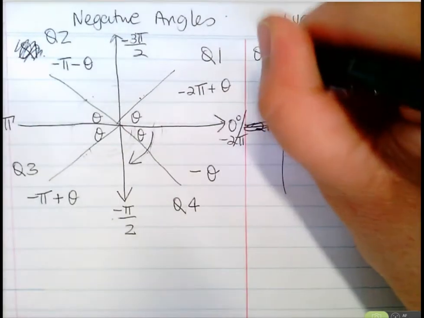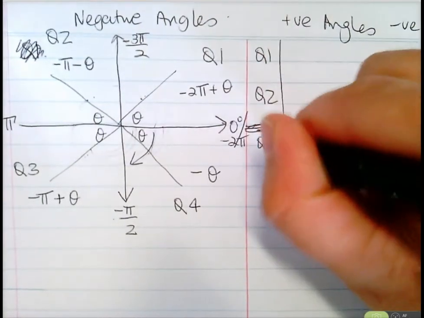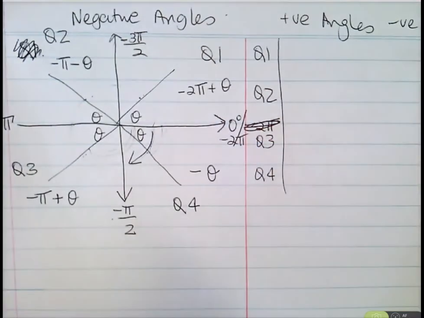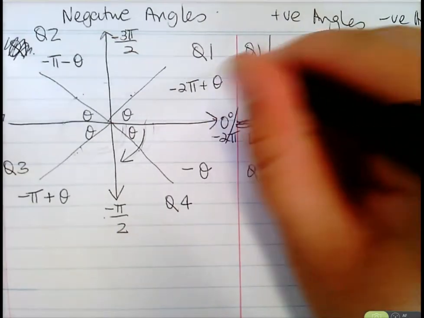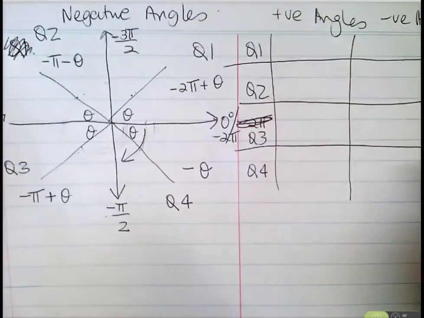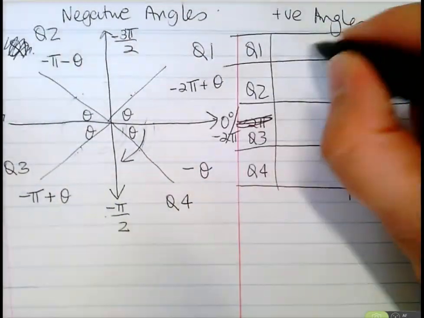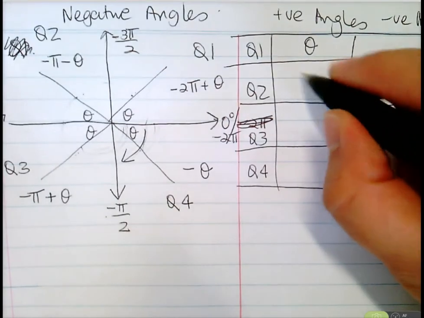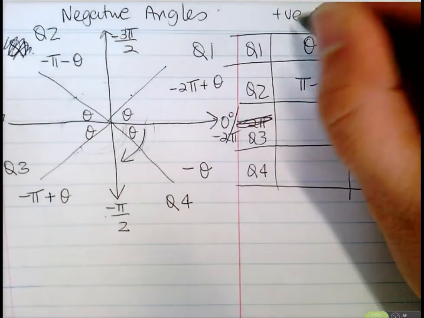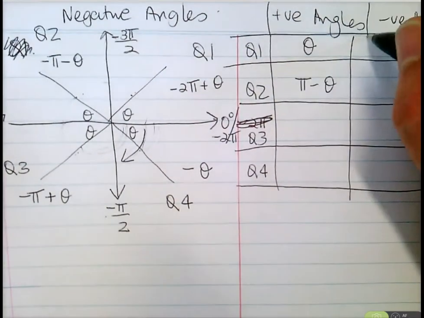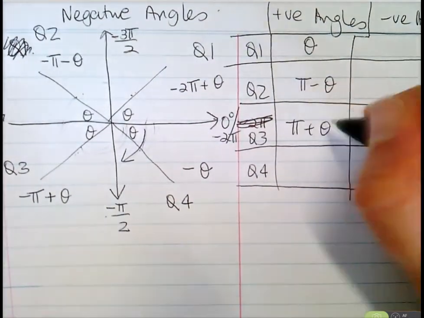And the quadrants. Quadrant 1, 2, 3, 4. What's the positive angle in quadrant 1? How do we name it? Theta. What about the positive angle in quadrant 2? 180 minus? Quadrant 3? Quadrant 4?